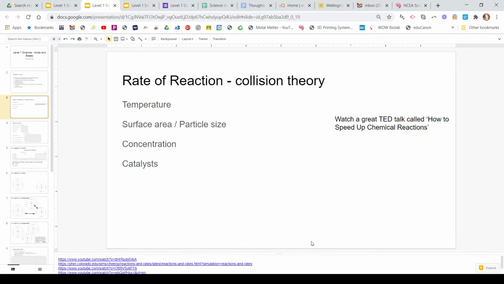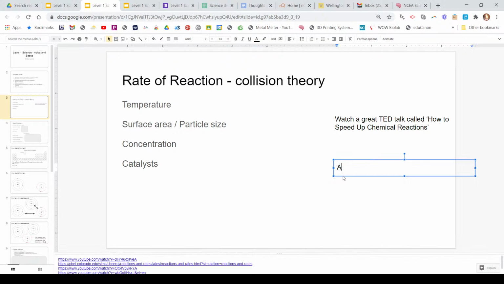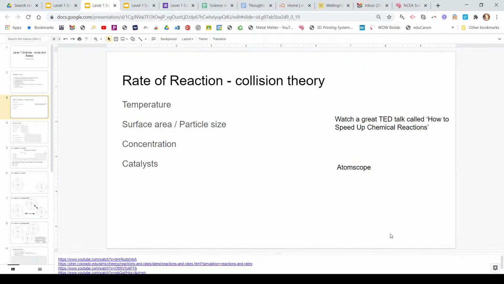So what I will do is I'll mention this thing here called AtomScope, and it's quite a cool little tool. You might want to download that and have a little play around with the chemical reactions in AtomScope.